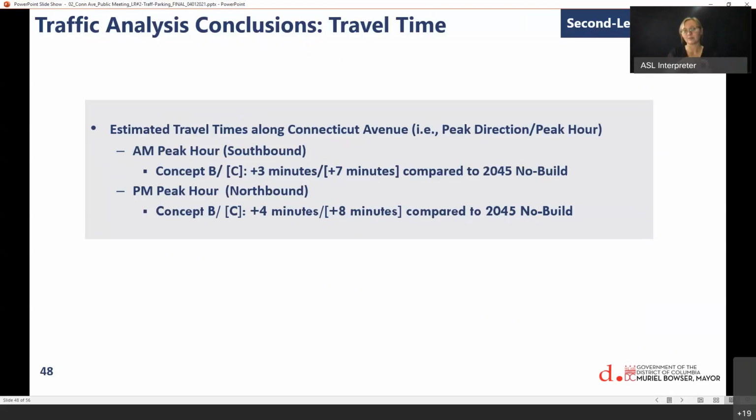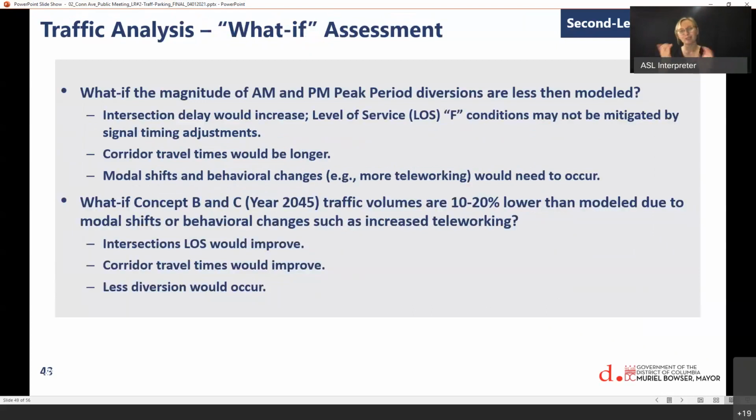We did think about a what if assessment. What if the magnitude of AM and PM peak hour diversion is less than modeled? Again, intersection delay would increase, and level of service F conditions might not be mitigated by signal timing adjustments alone. Corridor travel times would be longer, and modal shifts and behavioral changes like more teleworking would need to occur. And what if concept B and C traffic volumes are 10% to 20% lower than we modeled due to modal shifts or behavioral changes, such as increased teleworking? Intersection level of service would improve, corridor travel times would improve, and there would be less diversions.